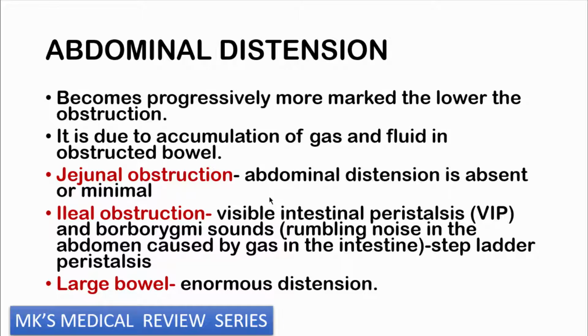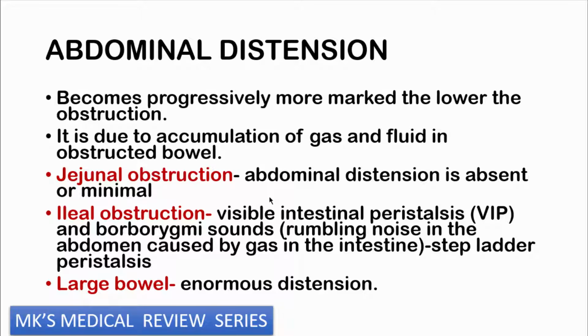Then with abdominal distension, remember that it becomes progressive and more marked with lower obstruction. It's much more common with lower bowel obstruction than with higher or upper bowel obstruction, and this is obviously due to accumulation of gas and fluids in the obstructed bowel. If it's the jejunum, the abdominal distension may be absent or minimal. If it's the ileum, you're going to see visible peristaltic waves. I've actually seen one of these on the wards.